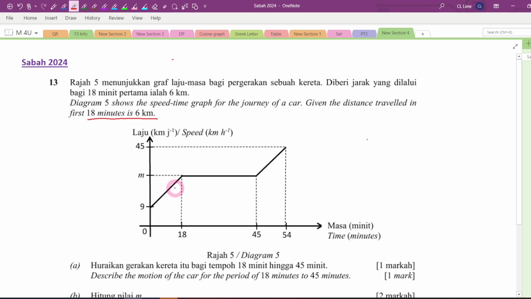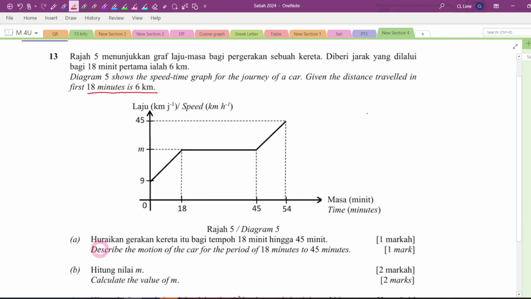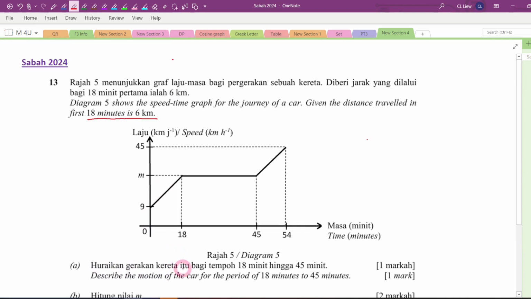We look carefully at the graph given and determine what is represented by the vertical axis and the horizontal axis. So this is time taken in minutes, and this is speed in kilometer per hour. Okay, so for the first part, we want to describe the motion of the car for the period of 18 minutes to 45 minutes, which means here. Now, when you look at this graph, you will notice that when the time passes, the speed doesn't change, right? So this means uniform speed.